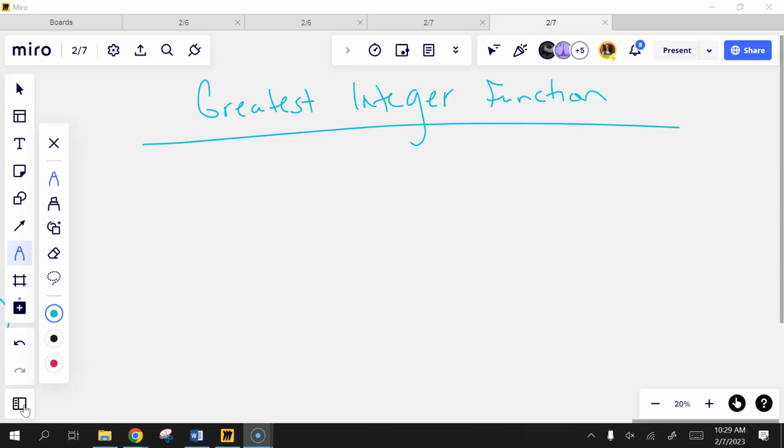This is a piecewise function, but it's going to be a little bit hairy. It's not really hard. I think that piecewise you've been doing is harder than greatest integer, but let me explain what it does. It looks a little funky. It looks like these weird brackets this way.